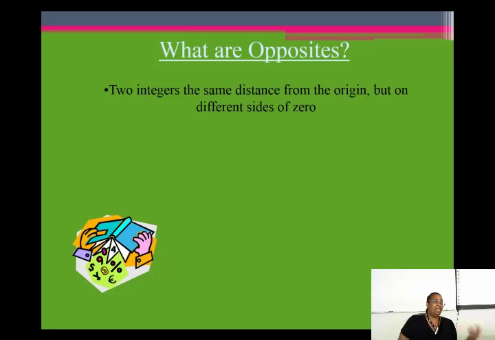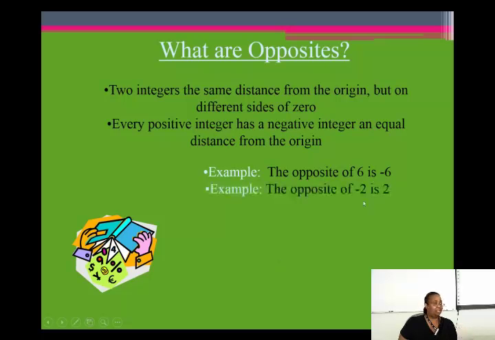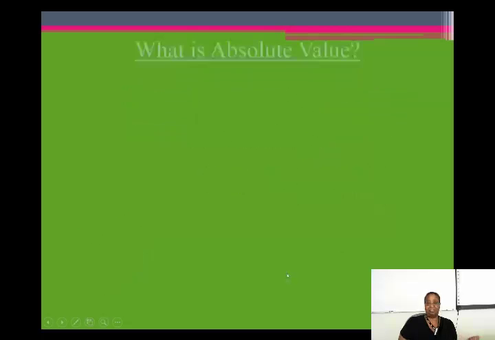Remember, the opposite means the opposite on the number line. So if I have a negative 72, its opposite is positive 72. If I have a positive 100, its opposite is negative 100. So that's what we mean by opposites. In this case, I said a positive 6, its opposite would be a negative 6. If I have a negative 2, its opposite would be a positive 2. So you need to understand opposites.